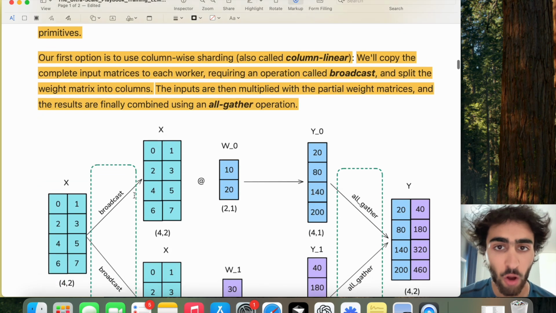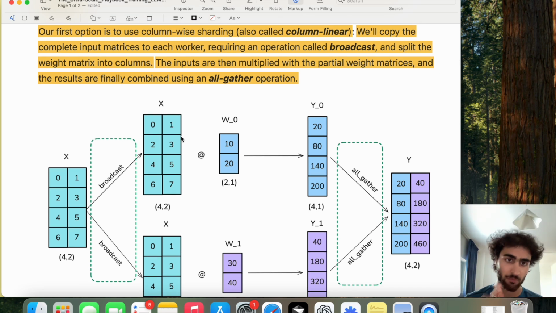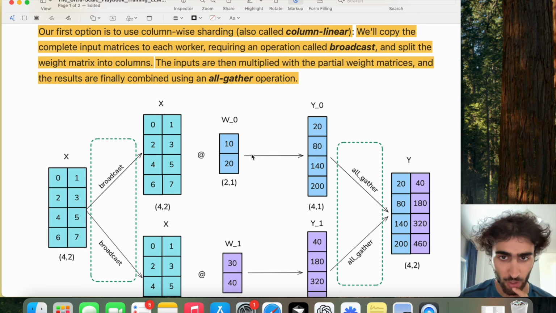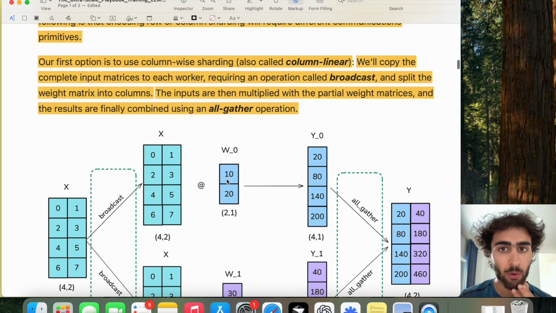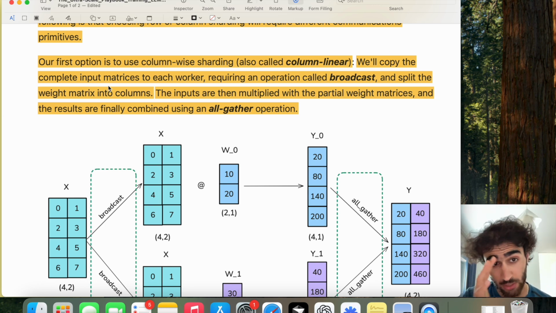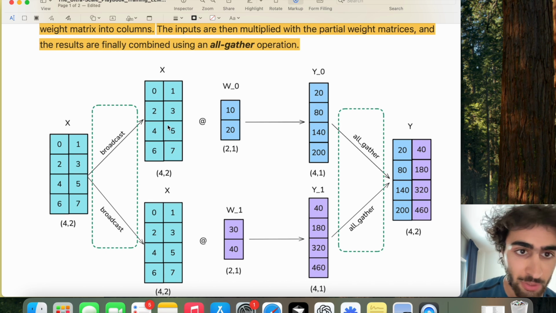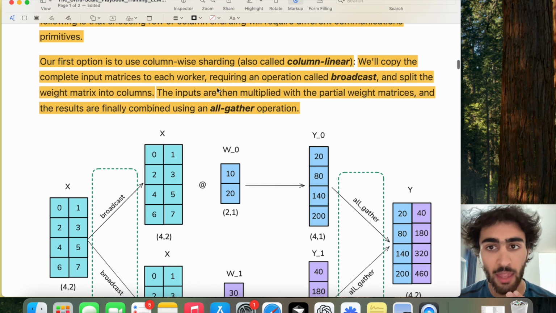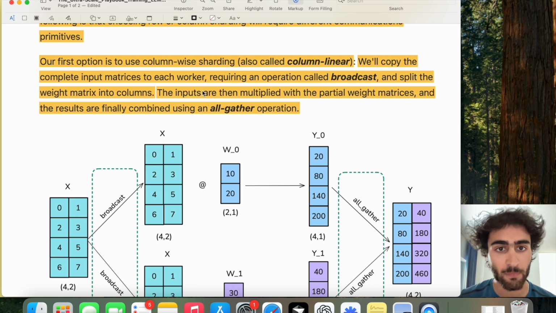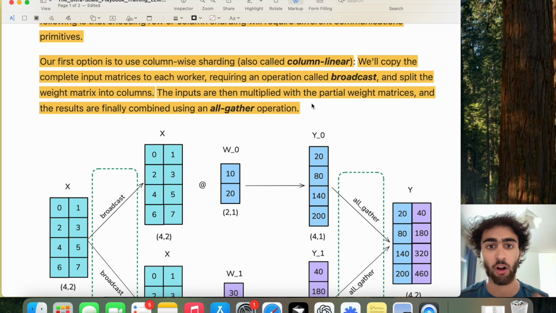We're going to start off with column linear, or column-wise sharding, which means that we shard on the column. You can see here the weight matrix becomes two columns of 2x1 from a 2x2 matrix. What we do here is copy the complete input matrix to each worker. So each GPU has the complete input, but we split the weight matrix into columns, and the inputs are then multiplied with the partial weight matrices, and the results are finally combined using an all-gather operation.